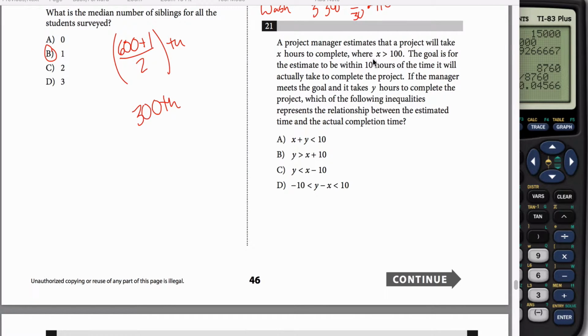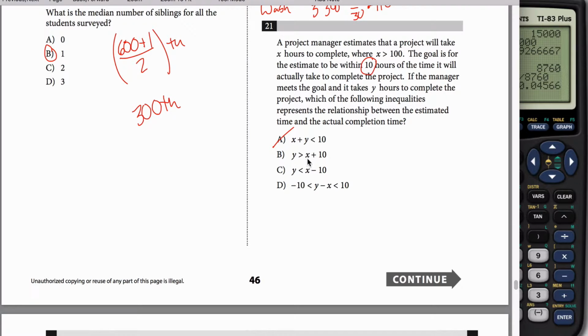What we're saying here is that X and Y have to be close to each other, right? They have to be within 10 hours of each other. The difference between X and Y has to be small. X plus Y has to be less than 10? No, not at all. Whoops. Don't circle it when it's wrong. That's certainly not the case.